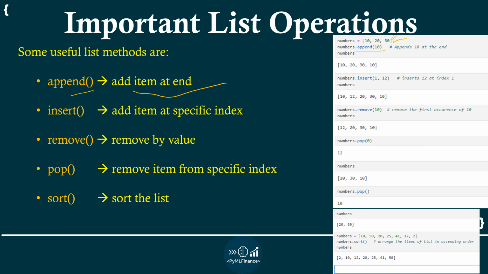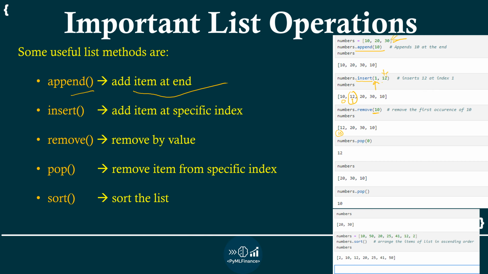You can insert any item at a specific index using the insert method. You can see here, you are inserting 12 at index 1. So 12 in this list will come at index 1. This is 0 and this is 1, so at index 1 we have 12. You can remove any value using the remove method. If you want to remove 10 from the list, then Python will remove the first occurrence of that particular value within the list. You can see here, 10 from the 0th position or 0th index is removed.